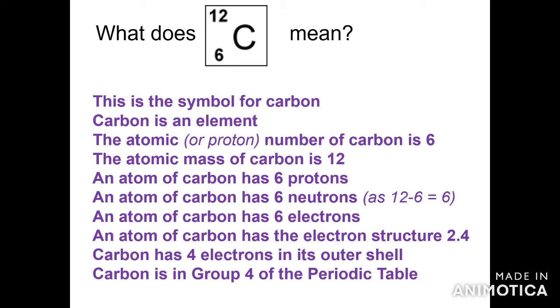Remember, all of this has come from that symbol, 12(6)C. This is our understanding of the periodic table and our understanding of atomic structure. Pause the video, purple pen, check your work, and come back when you're ready.